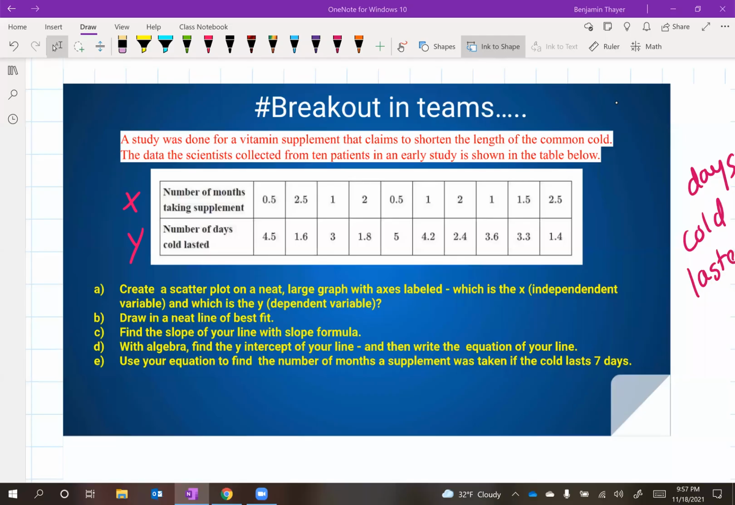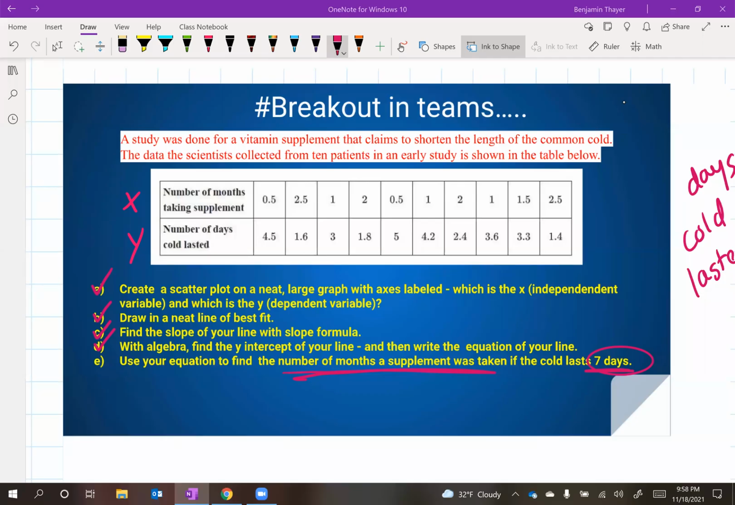Pause. Okay, looking at our check marks, we've kind of got all the way down the list. Scatter plot, line of best fit, found the slope, found the y-intercept, and got our equation. Last part is to use our equation to find the number of months a supplement was taken if the cold lasted 7 days. So we need to find the number of months it was taken. You're going to pause this video in just a moment to decide amongst your group, where are you going to plug in this information 7 into your equation based off of what you know that variables represent. Pause this video and talk that over, and then we'll resume and plug it into our equation and solve.